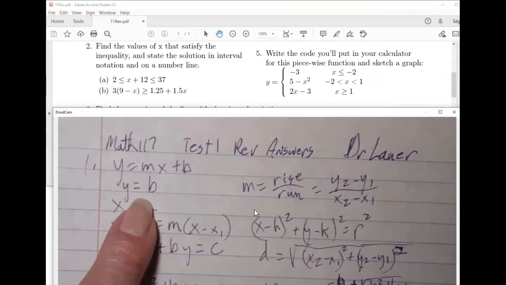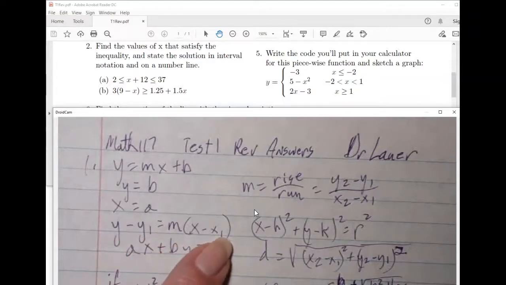Y equals b is a horizontal, and x equals a is vertical. This one is the one that's going to be the most useful throughout the semester. Please do not simplify if you're using this formula. If I don't ask for y equals mx plus b, expect this formula to be used. So be sure you're using that formula.